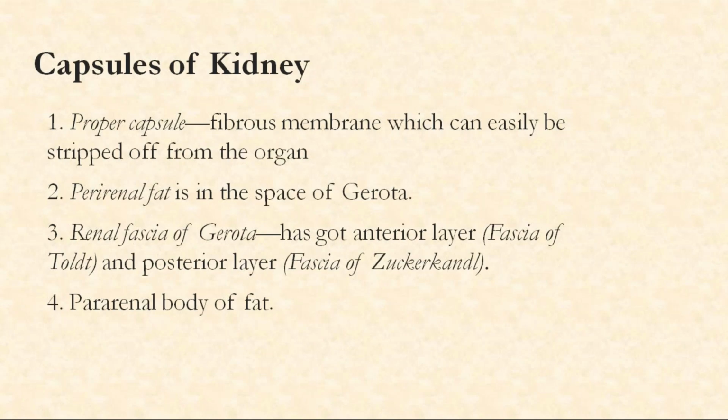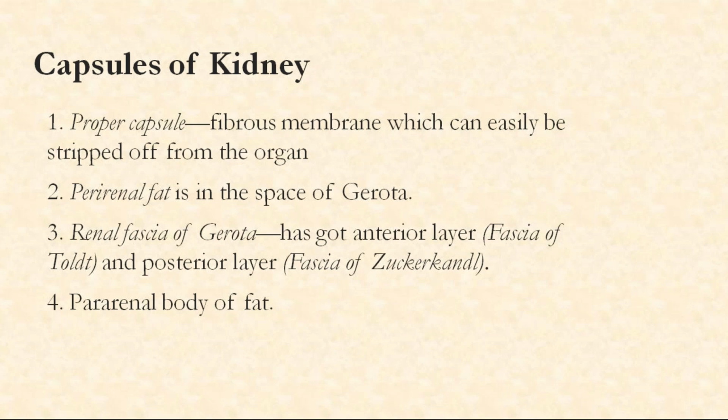Then the capsules of the kidney. Basically, the first is the proper capsule. This is nothing but a fibrous membrane which can easily be stripped off from the organ. Next, perirenal fat in the space of Gerota. Then the fascia of Gerota. See, the fascia of Gerota. We will be seeing this from inside.